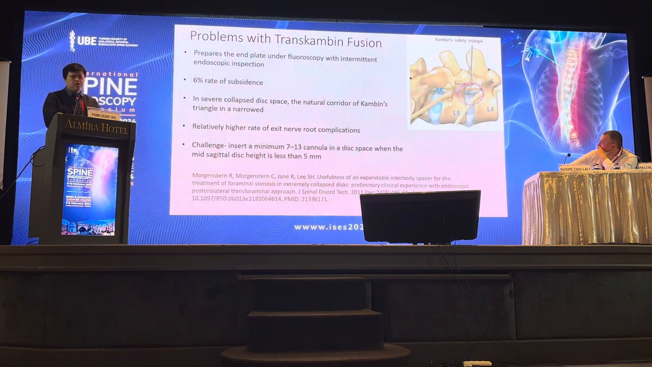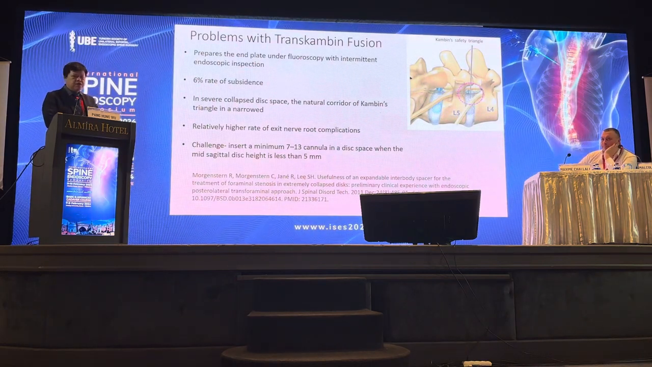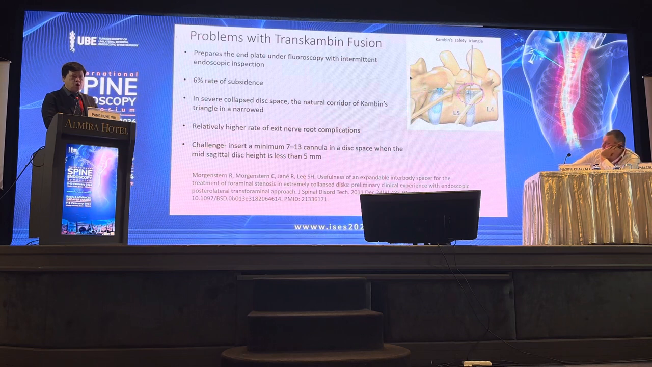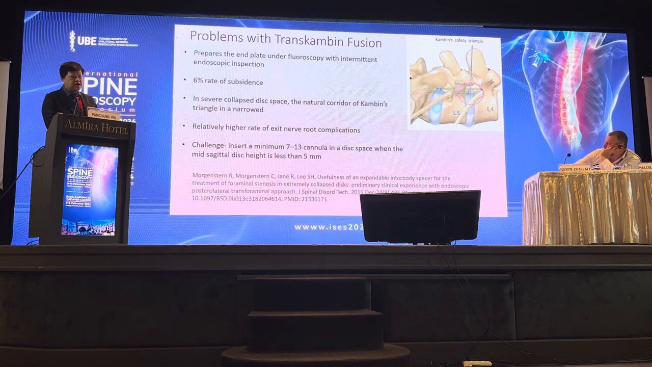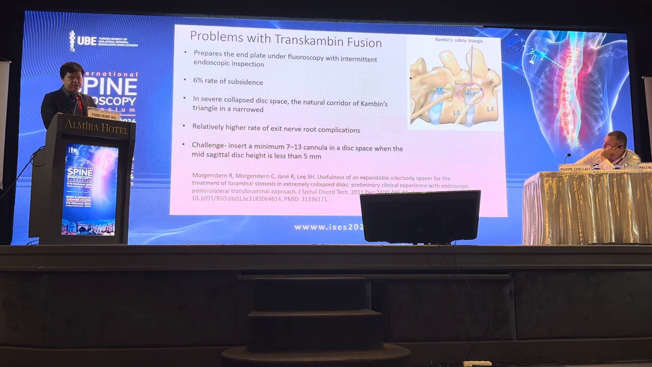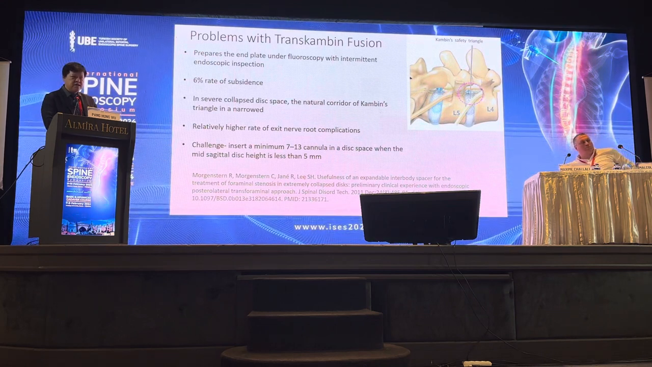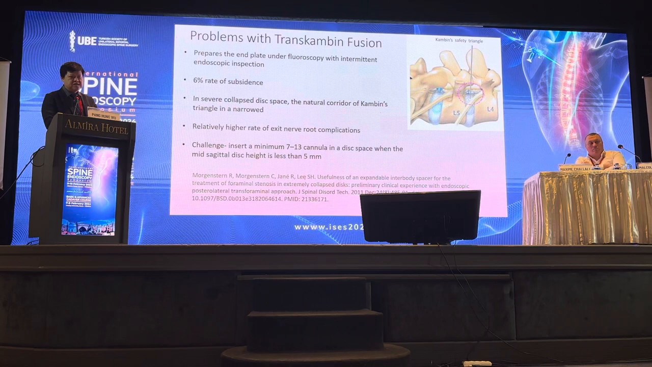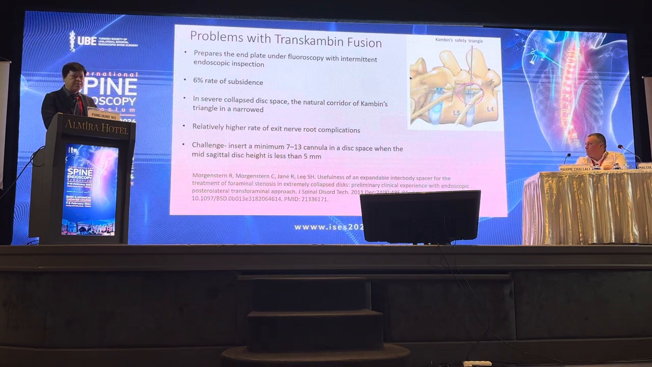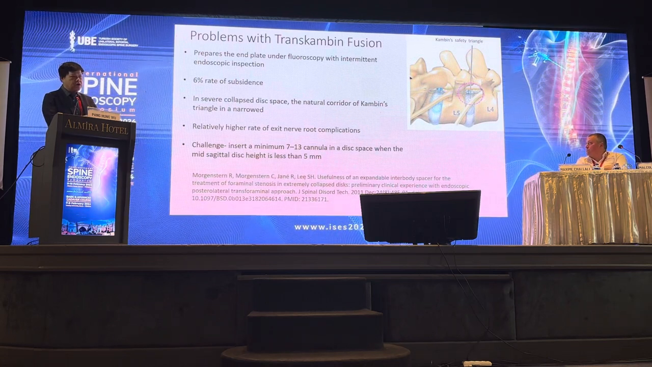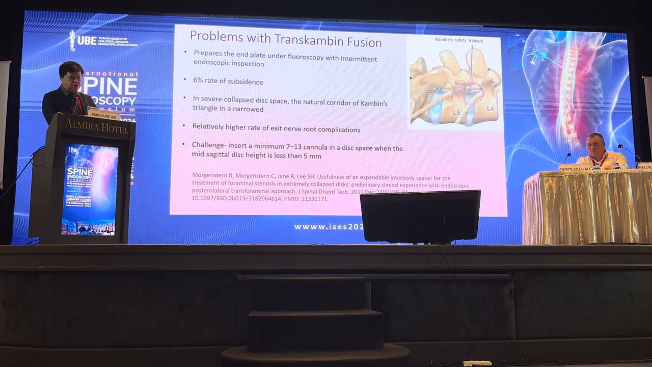So we all know about transkambin fusion. I think the number one criticism, two things. One is small cage, and second thing is exiting nerve root dysesthesia. Of course, there are evolving techniques, expandable cages, as well as more foraminoplasty encouraged to decrease these complications. However, one of the issues is still with a small size cage.